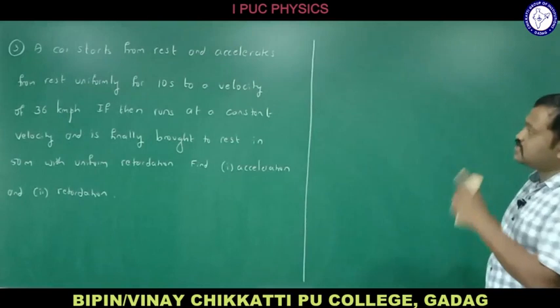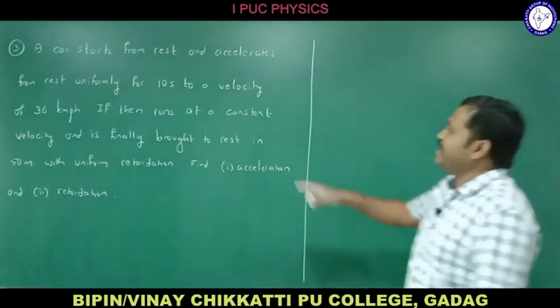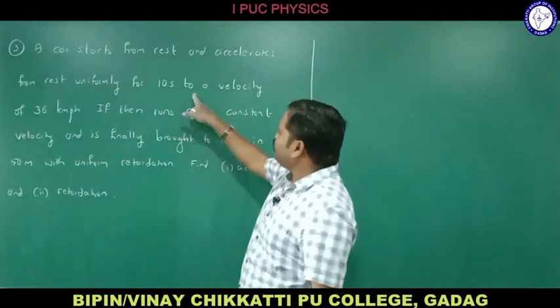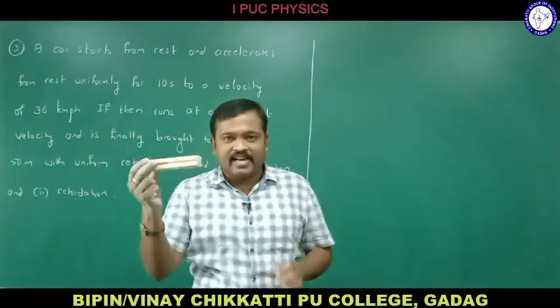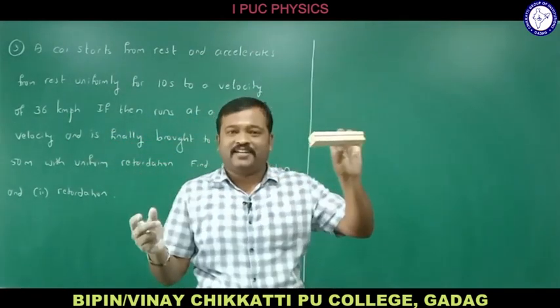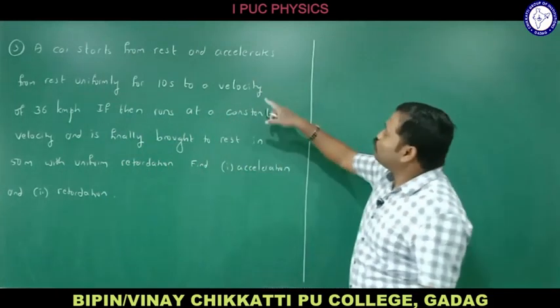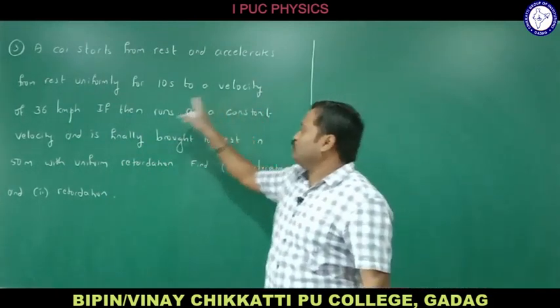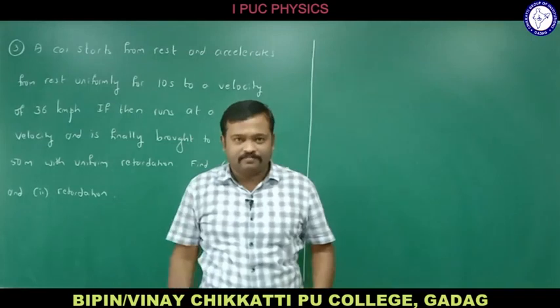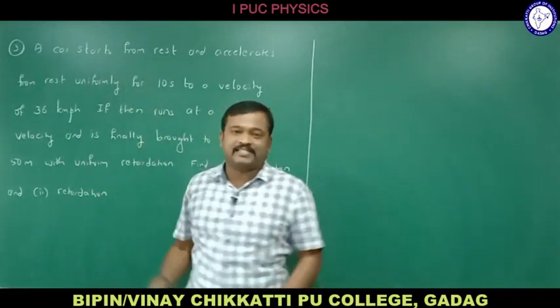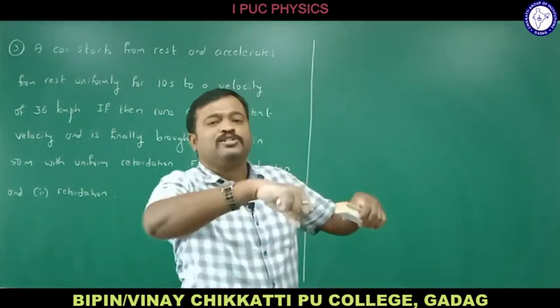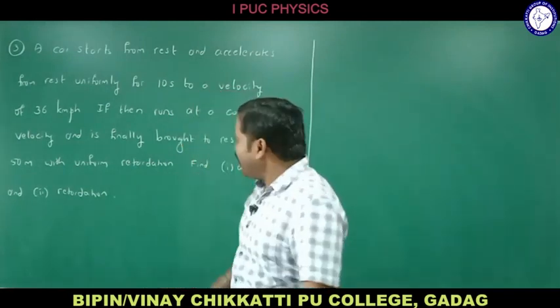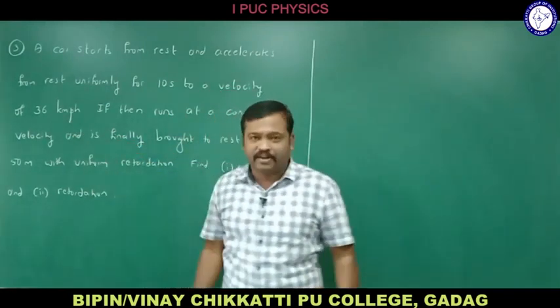A car starts from rest and accelerates from rest uniformly for 10 seconds to velocity of 36 km per hour. Okay, the car is at rest, it begins to move here, right? It begins to move for 10 seconds to the velocity of 36 km per hour. Means a car starts from rest, means what is initial velocity? 0. It begins to move here, right? It begins to move means you are giving acceleration, right? And it reaches up to 36 km per hour.